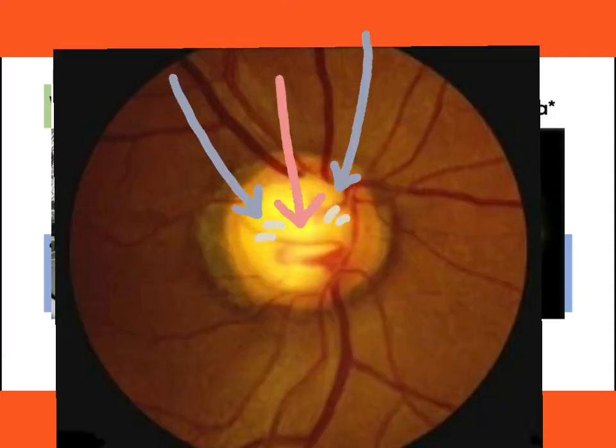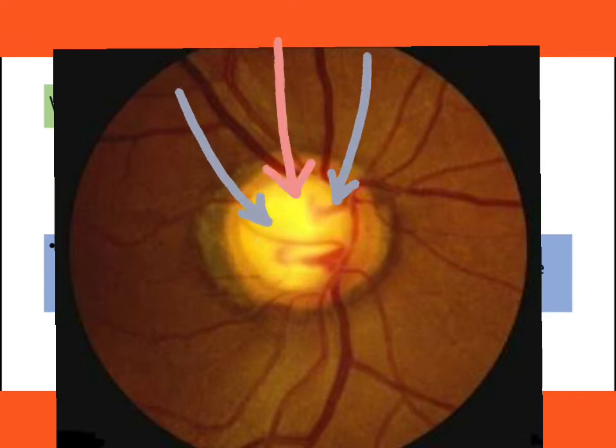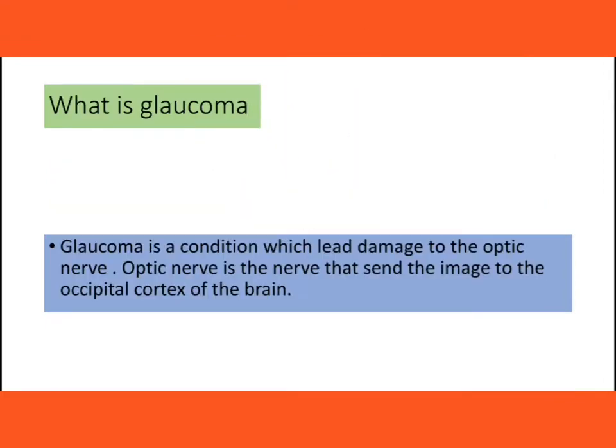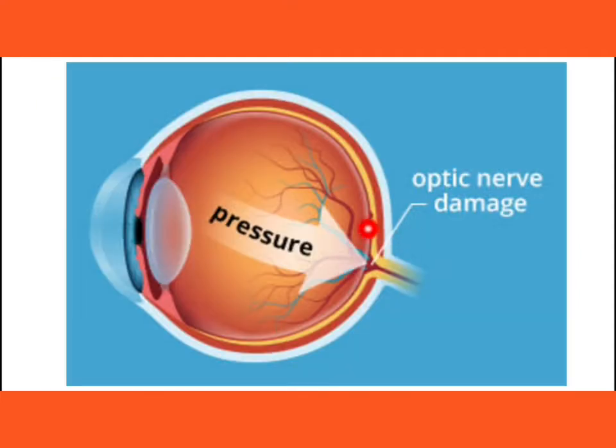The damage of the optic nerve that I am talking about is the damage to the ganglion cells of the optic nerve, which ultimately leads to visual field defect. So if there is damage to this optic nerve, then it will lead to visual field defect.